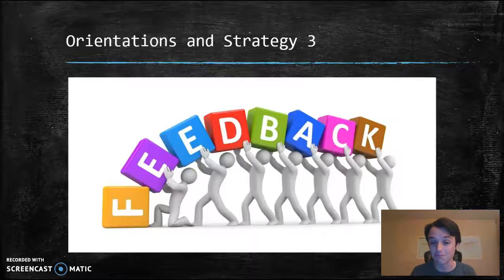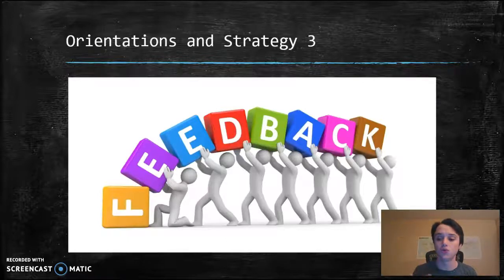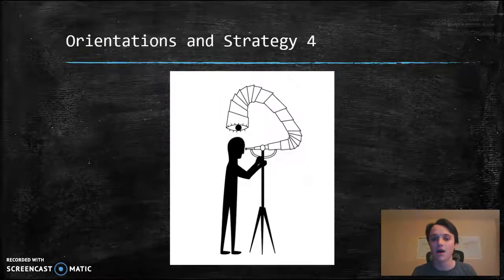For strategy 3, you want to be able to give them effective feedback to prove that they can be better. You can tell them that you did really well this time, but I don't think you put in as much effort as you could have. You could try harder. This is not the best work you could do. Let's keep trying harder.